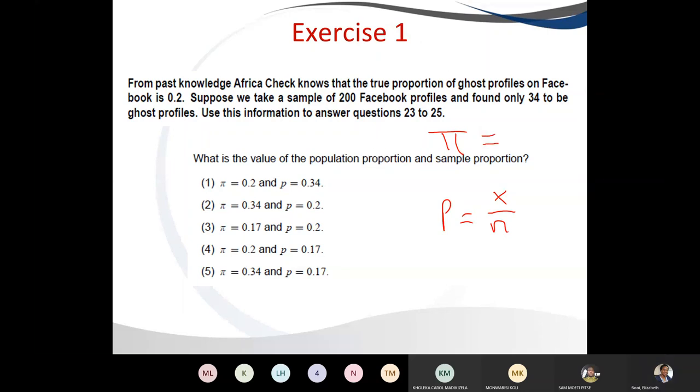From the statement, the population proportion is 0.2. Yes, it's 0.2. And your sample proportion? The sample proportion is going to be equal to x over n. The x over n is going to be 34 over 200, because they told you that from the sample of 200, they found that only 34 are ghost profiles. So then we are able to calculate, and it gives us 0.17. And it means the correct option is number 4.